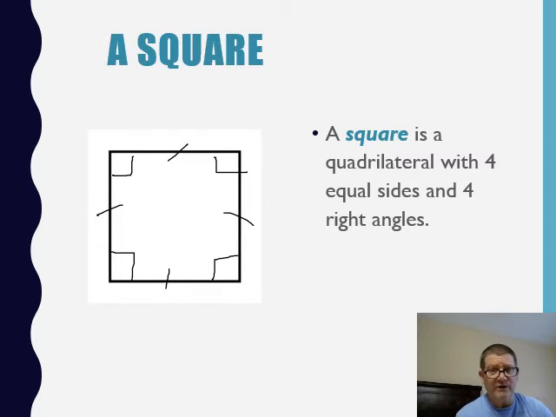Now, can a square also be called a parallelogram? Well, if you remember the properties of a parallelogram, the only thing it said is you had to have opposite sides that were equal. Well, in that case, a square could also be a parallelogram. But the best classification for it would be a square.